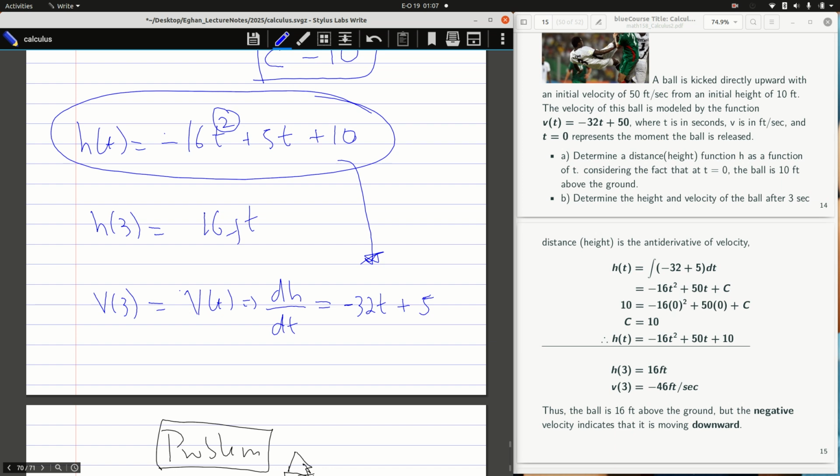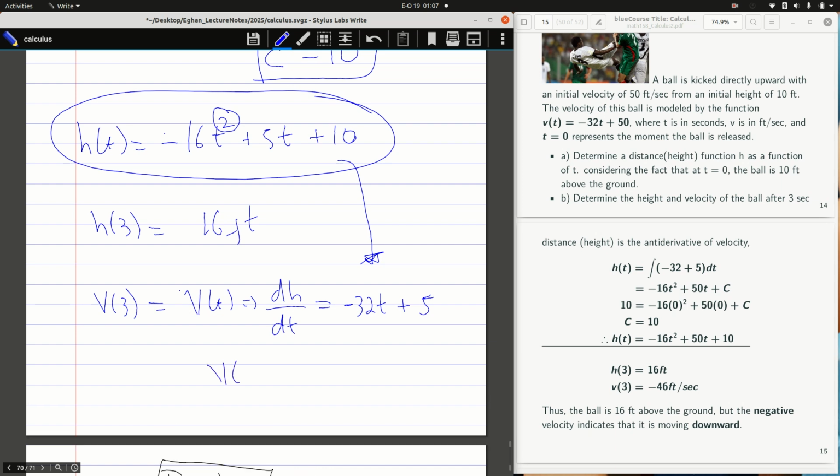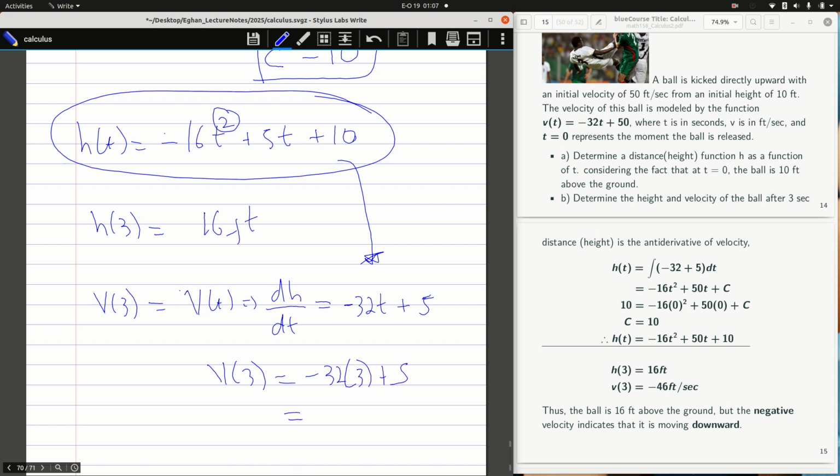So now I can find my velocity at 3 seconds. That will be negative 32 times 3 plus 5. That should give me negative 91 feet per second. Why do you think we have a negative? It is not wrong getting negative. I've explained the phenomenon here.